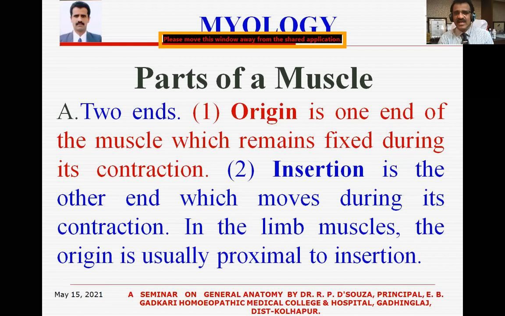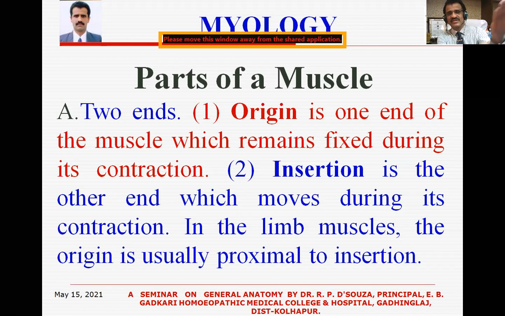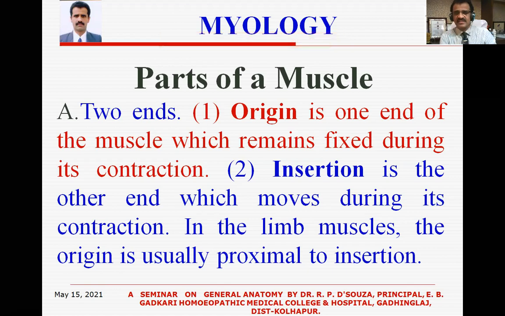Origin is one end of a muscle which remains fixed during its contraction. So when the muscle gets contracted, the origin end is always fixed, whereas insertion is the other end which moves during its contraction. So if you put your biceps muscle into contraction, the origin is fixed here, whereas the insertion end, you can catch the tendon, you will feel that it is movable. In the limb muscles, the origin is usually proximal to the insertion. That means when you talk about biceps, origin is above and insertion is below. When you talk about brachioradialis, origin is above, insertion is below. Likewise, the origin is always on the upper side as far as the limbs are concerned.